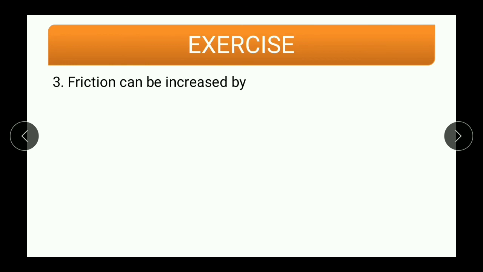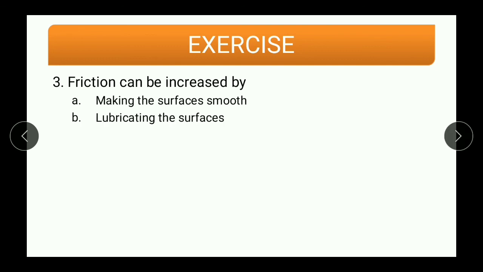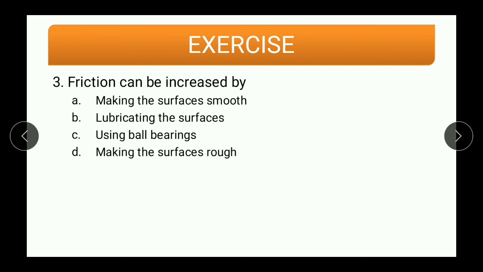And today's last question is, friction can be increased by making the surfaces smooth, lubricating surfaces, using ball bearings, making the surfaces rough. पहले तीन ऑप्शंस तो ये तो फ्रिक्शन कम कर देंगे, बराबर है ना. सरफेस स्मूथ करेंगे तो फ्रिक्शन कम होगा, ल्यूब्रिकेट करेंगे तो भी कम होगा, यूजिंग बॉल बेरिंग्स उससे भी कम ही होगा. फ्रिक्शन इंक्रीज कैसे होगा? बाय मेकिंग द सरफेसेस रफ. So this is the correct option, making the surfaces rough.